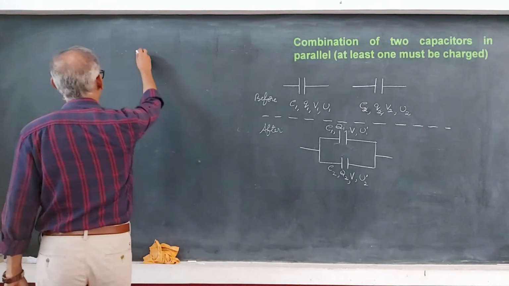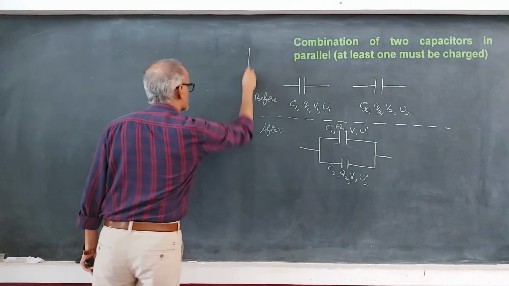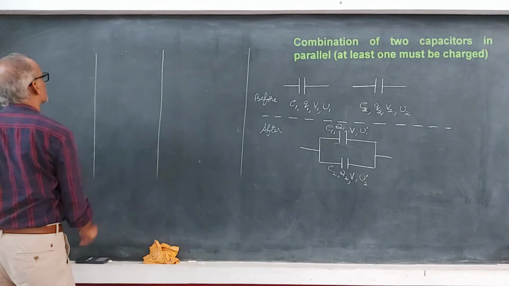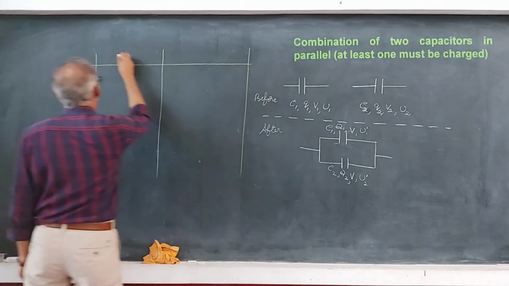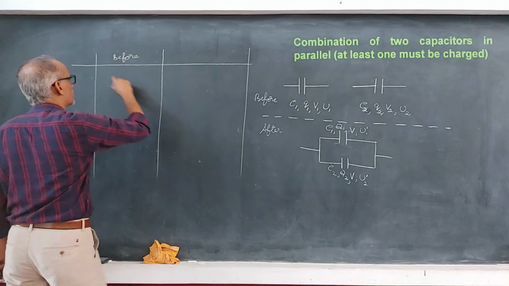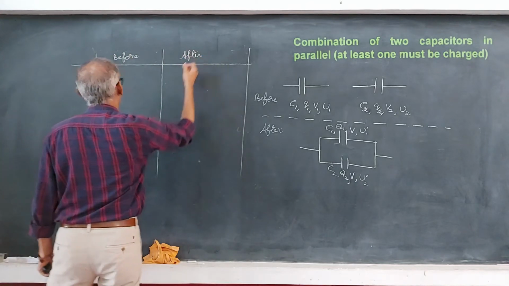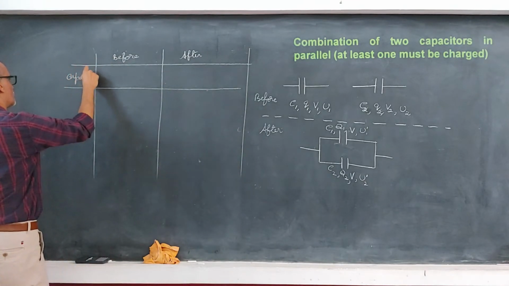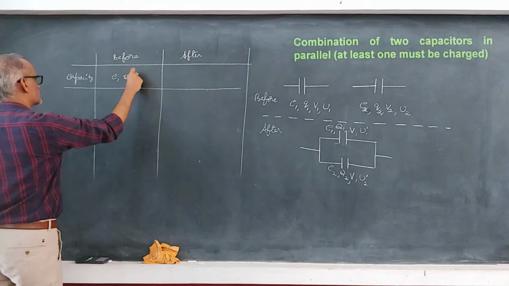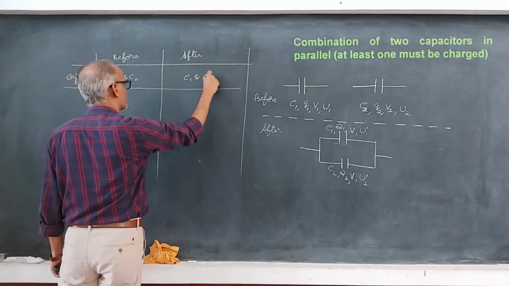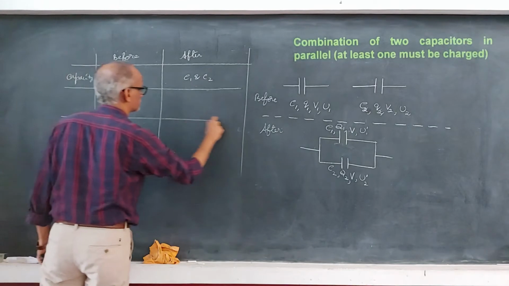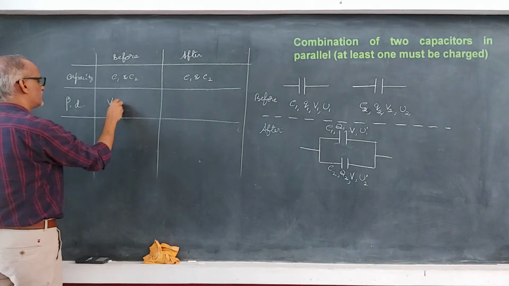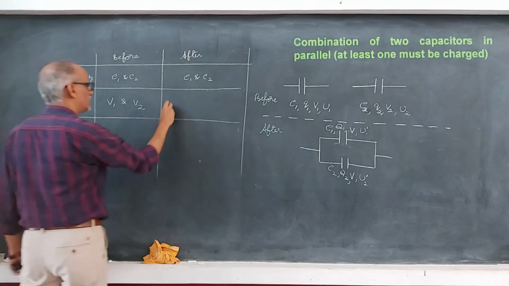So I'm going to write here the differences in the two cases. This is before they are connected in parallel. This is after they are connected in parallel. I'm going to start with the capacity. Their capacity will remain C1 and C2. Here also it will remain C1 and C2. Okay. Then the next is the potential difference. Potential difference is V1 and V2. Now here it becomes V.